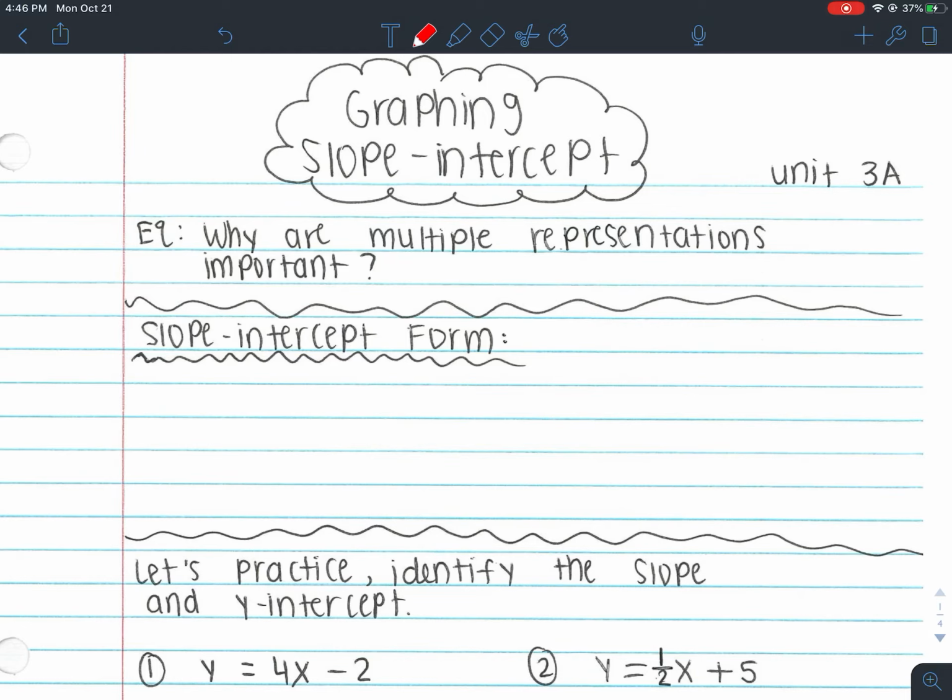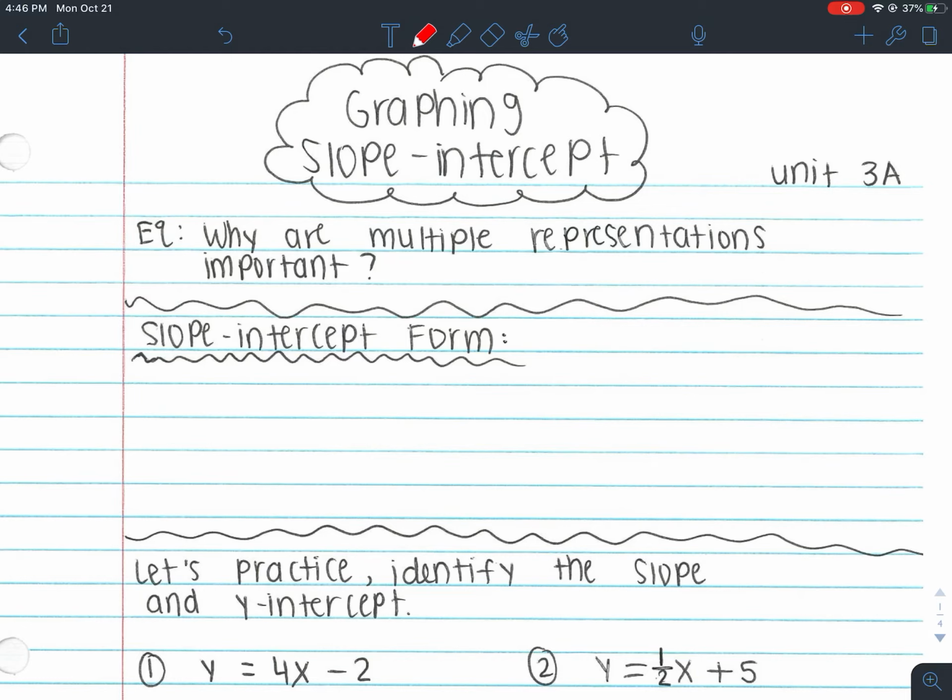Hey guys, welcome to the video for graphing slope-intercept form. We are in Unit 3A. Our essential question is, why are multiple representations important? Multiple representations are important because sometimes it's easier to use some forms and then sometimes it's easier to use other forms.